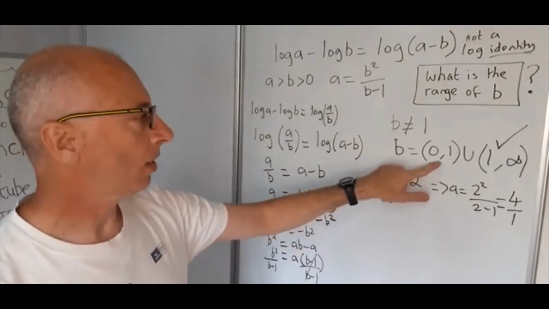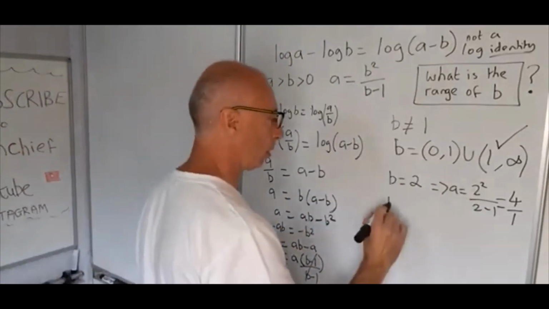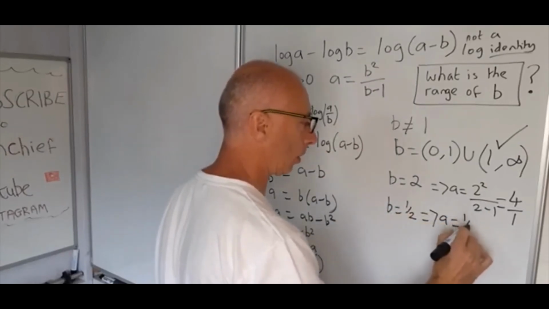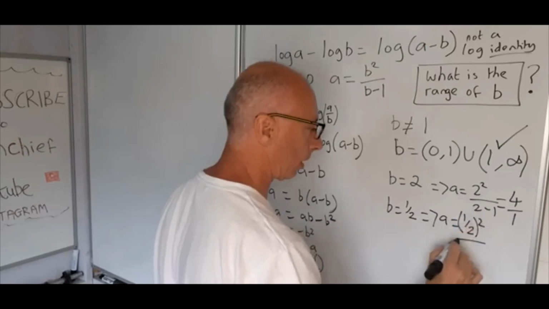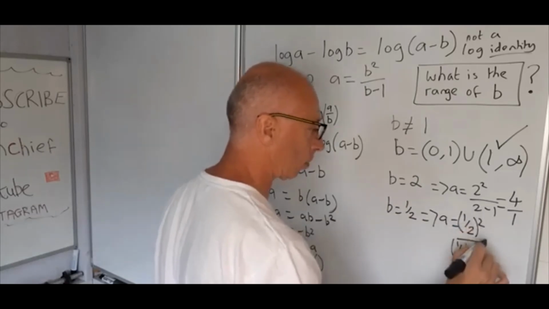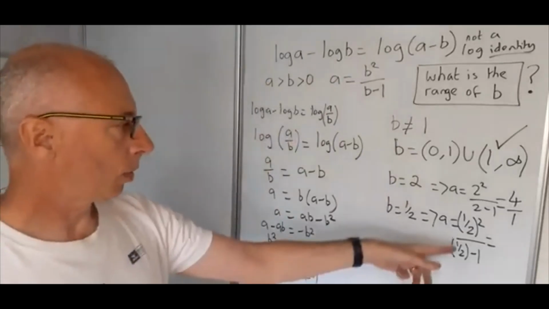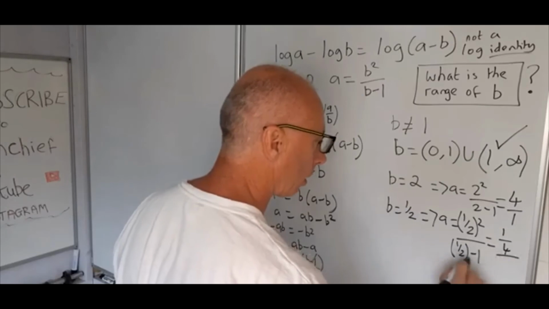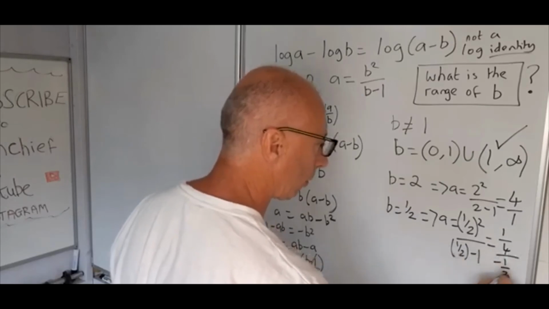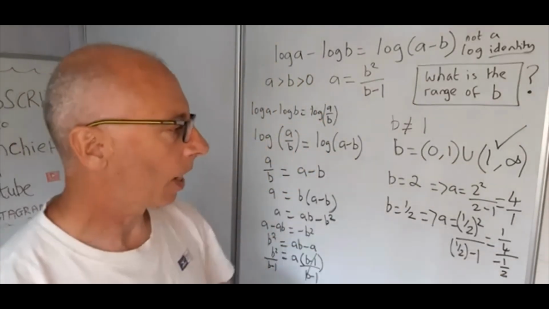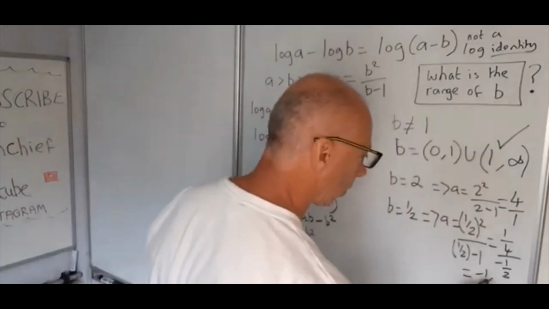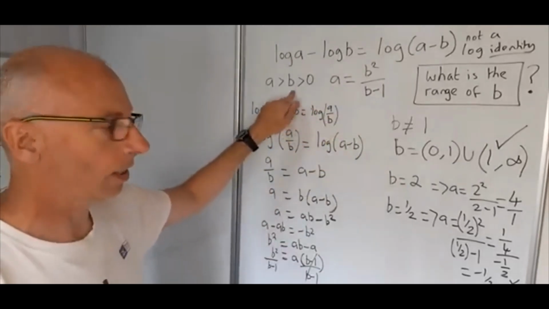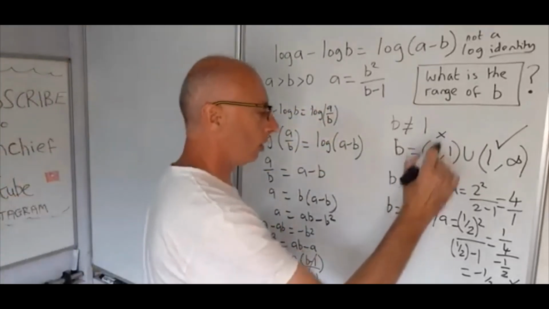Let's pick a number inside this set here, 0 to 1. So now let's put B equals 1/2. So now we get A equals 1/2 squared over 1/2 minus 1. So quick multiplication on that one, that's a quarter over half minus 1, which is minus 1/2, so that equals minus 1/2. That is clearly not greater than 0. So this bit doesn't hold.